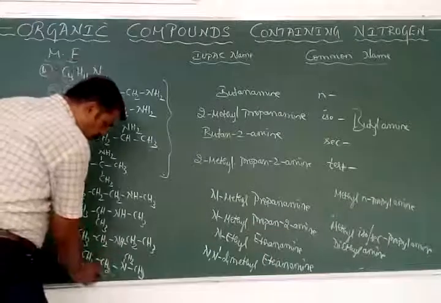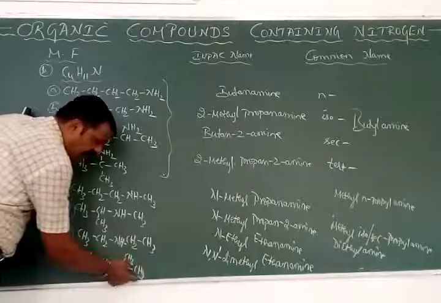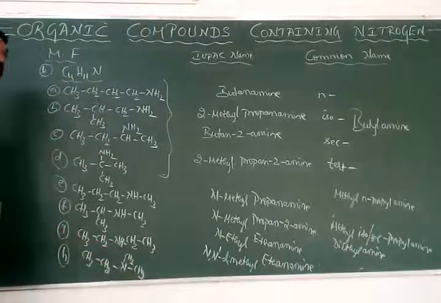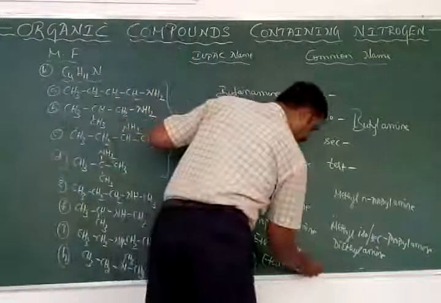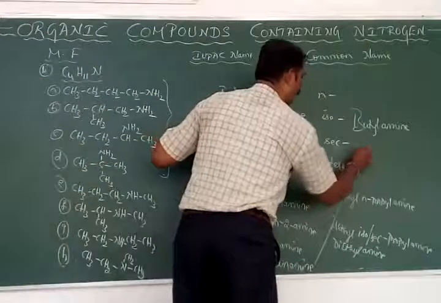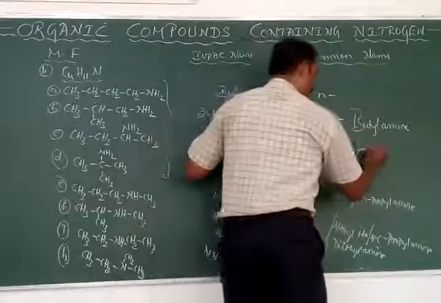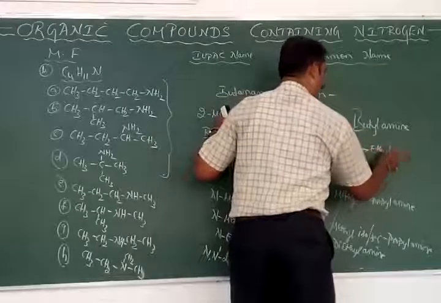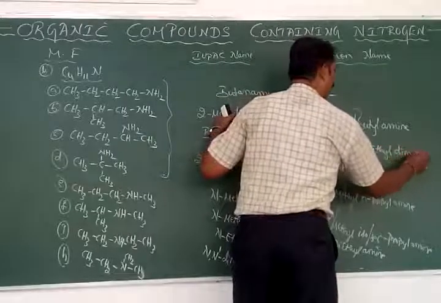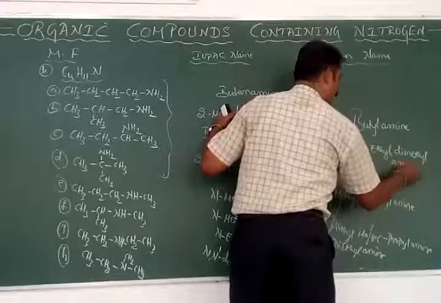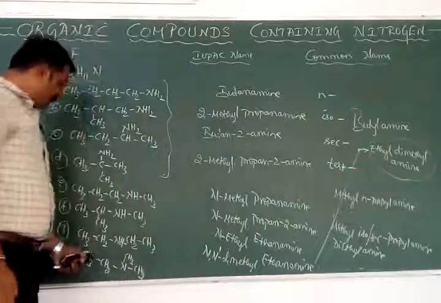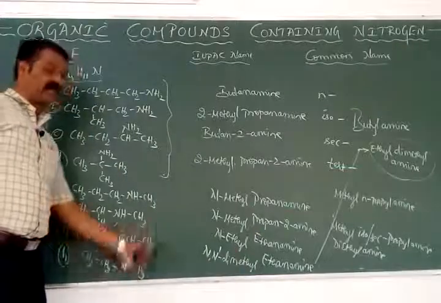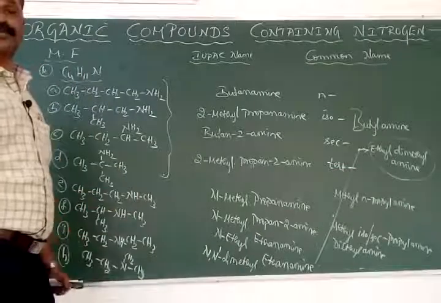Tertiary amine also. It is ethyl, it is methyl, and here it is methyl. Means 2 methyl and 1 ethyl. According to the alphabetical order, what's the name first? I'll write here. Ethyl dimethylamine. Ethyl dimethylamine is the common name with respect to CH3, CH2N with the CH3 and CH3.